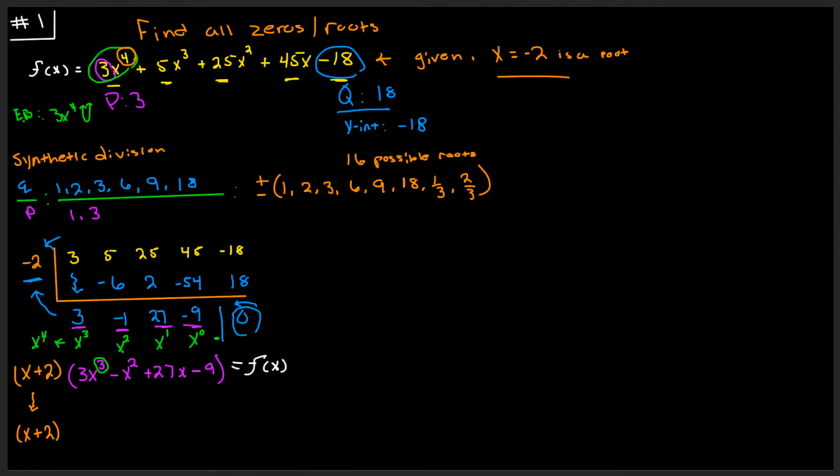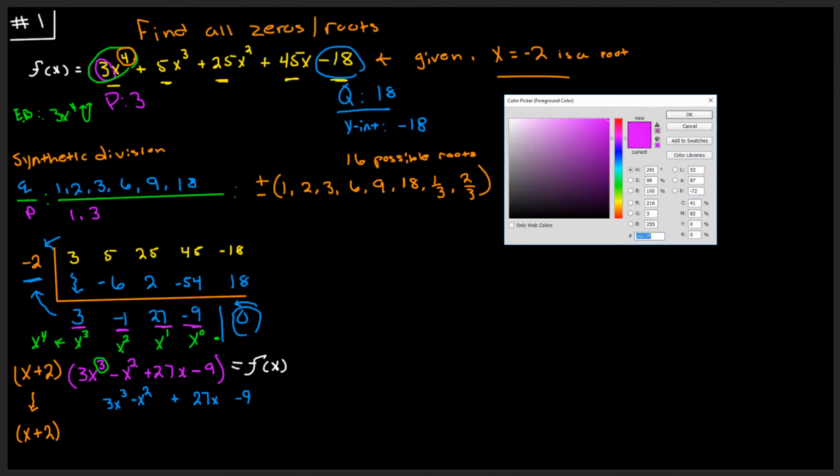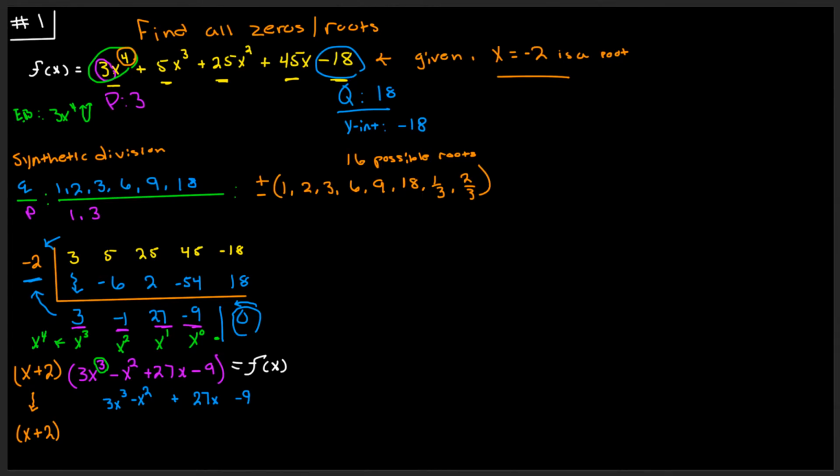The next thing we'll do is try to factor by grouping. The way we'll do that is we'll rewrite this term here, 3x cubed minus x squared plus 27x minus 9. And remember, for factor by grouping, we put brackets around our two sets of terms and see if there's anything that we can pull out.